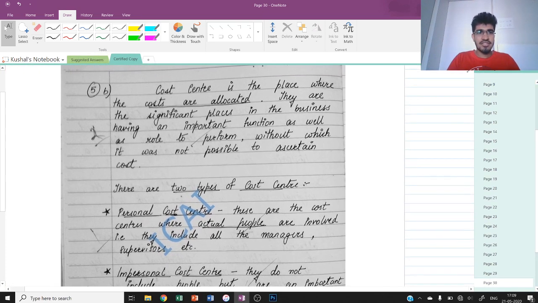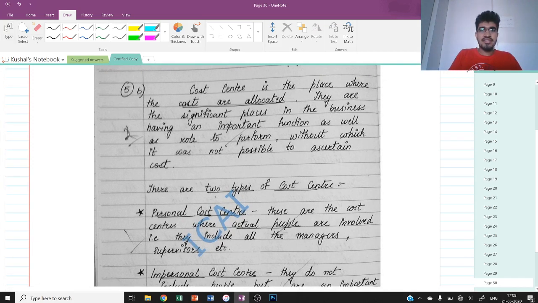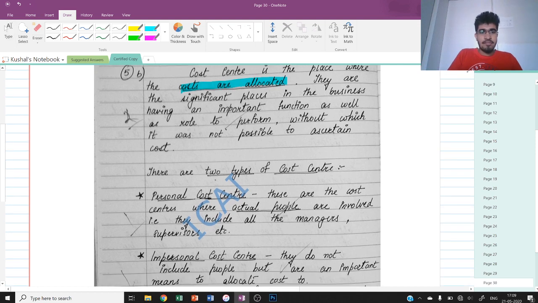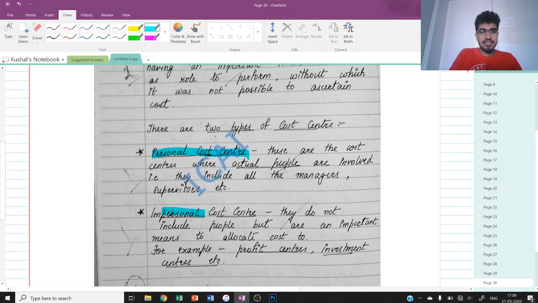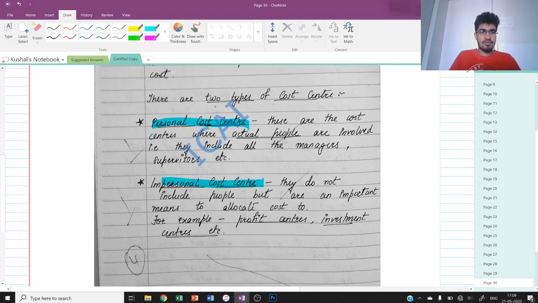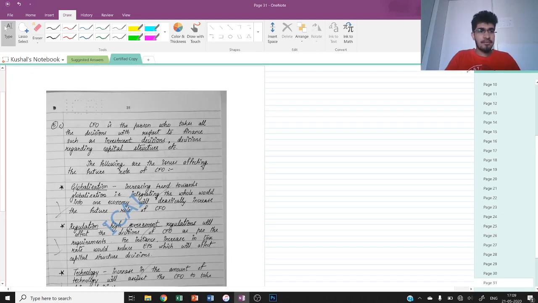Let's quickly see what I've written. The cost center is nothing but a place where costs are allocated. Underline the keywords. Again, there are two types of cost centers, personal and impersonal. Define both of them and fetch 4 out of 4 marks. This was also a relatively easier question.